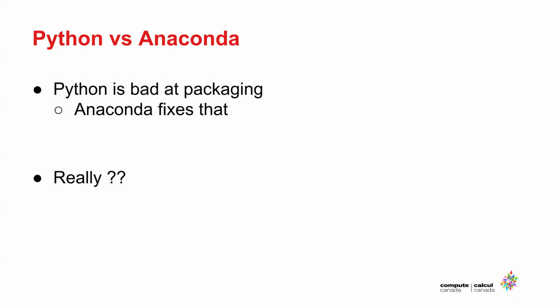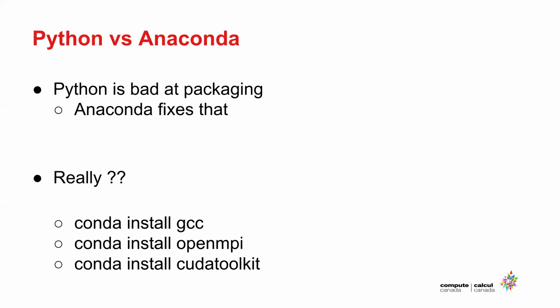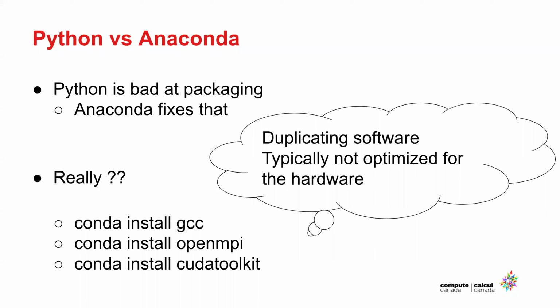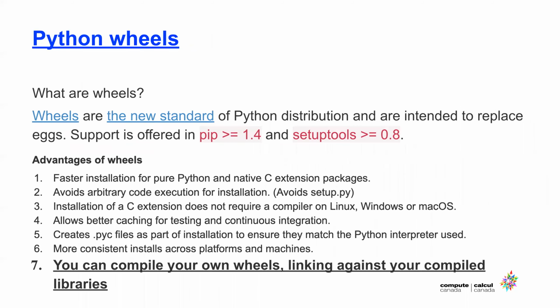And that's all fine if it were only for Python packages. The big problem we see with Anaconda is that people can install GCC in Conda, or OpenMPI or CUDA, and that causes a large number of problems on the system. It will duplicate software, and it will typically not be software optimized for the hardware. So instead, we explicitly discourage users from using Anaconda in our documentation.